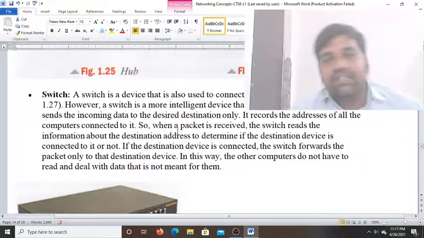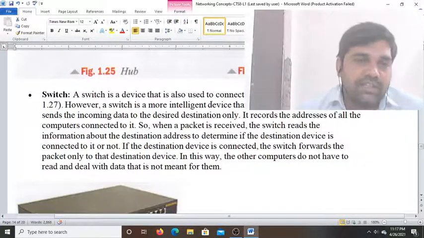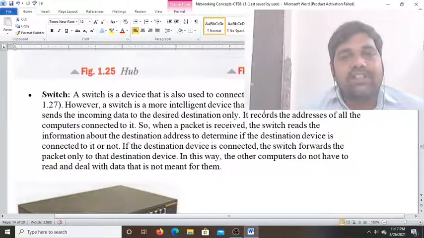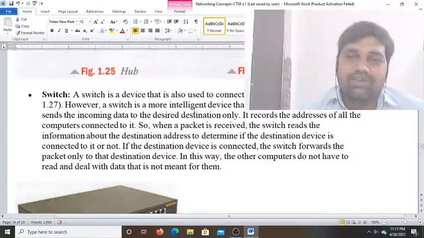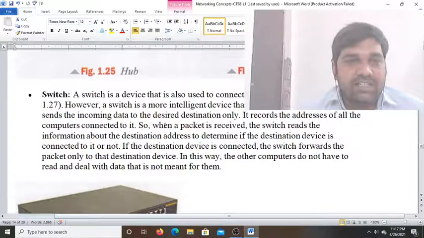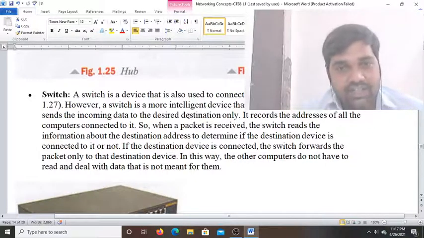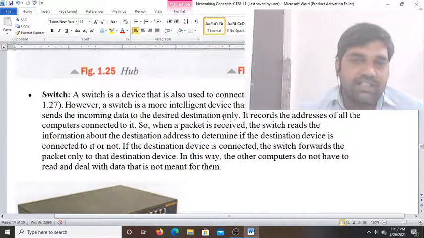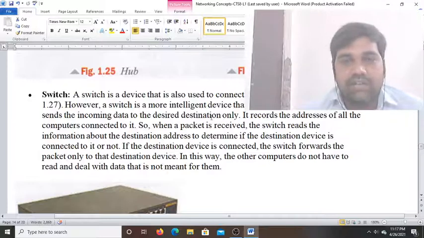So a switch is a device used to connect computers in a network. A switch is a more intelligent device than a hub. Yes, it is intelligent. It does not broadcast to all. Unlike a hub, the switch sends the incoming data to the desired destination only, means to the desired computer only. It will not send to all. It records the addresses of all the computers connected to it.